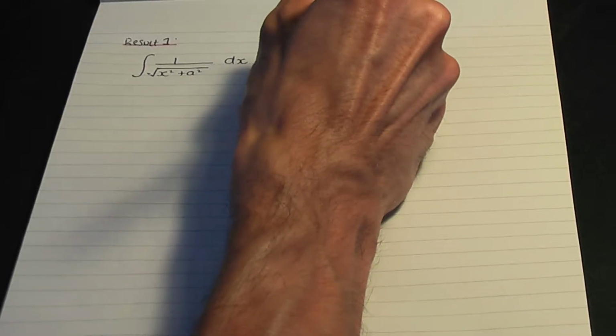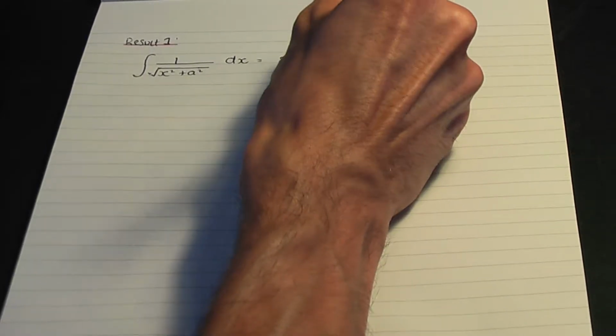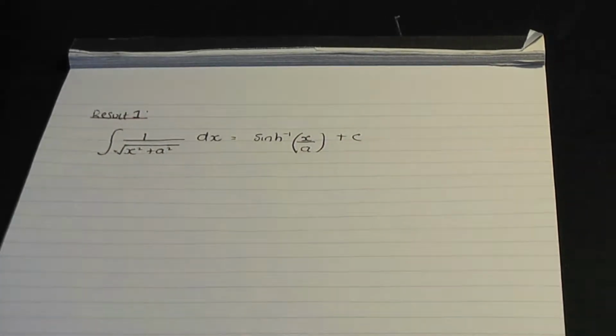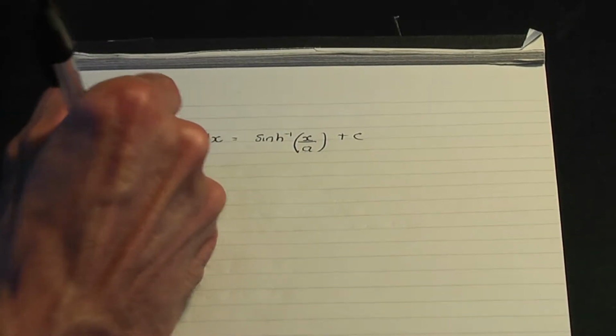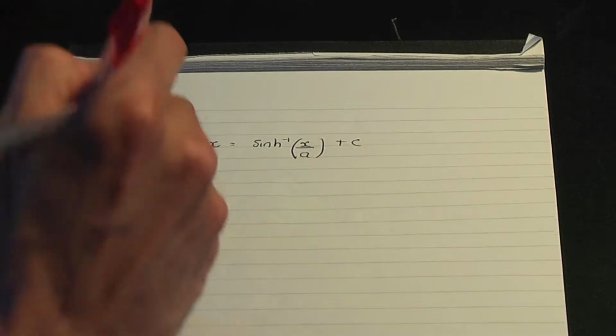Result number 1 is when we integrate 1 over the square root of x squared plus a squared with respect to x, that should give hyperbolic sine inverse x over a plus c. Okay, so that is the first result that we're going to prove. So I'm going to prove this using substitution, and this is how the proof is going to be done.